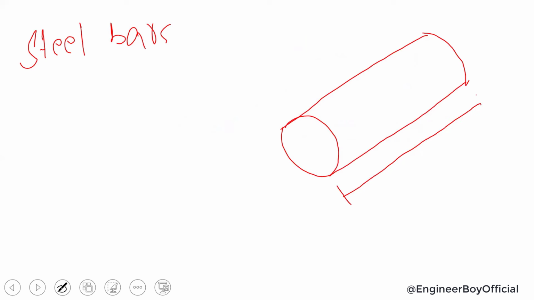Yes, sir. Let's say this is the length of the steel bar, and let's take it as 5 meters. Okay, 5 meters is a huge value, no problem. We will take the diameter as, let's say, 30 centimeters. Now, this is actually the diameter.